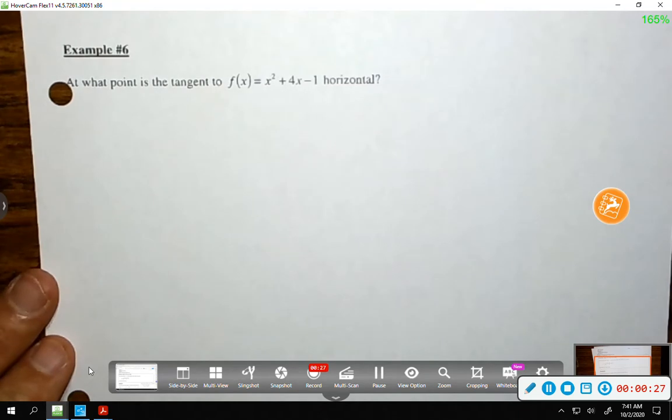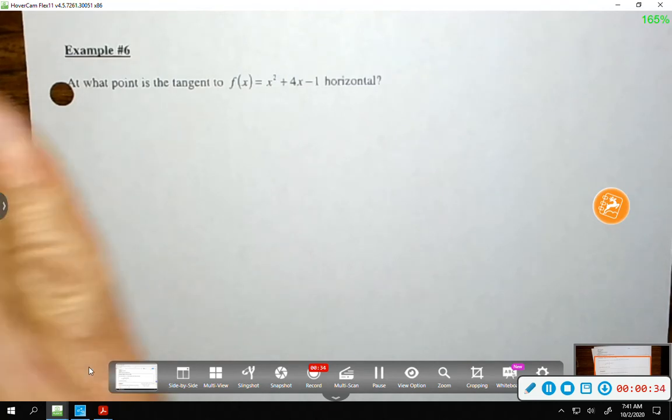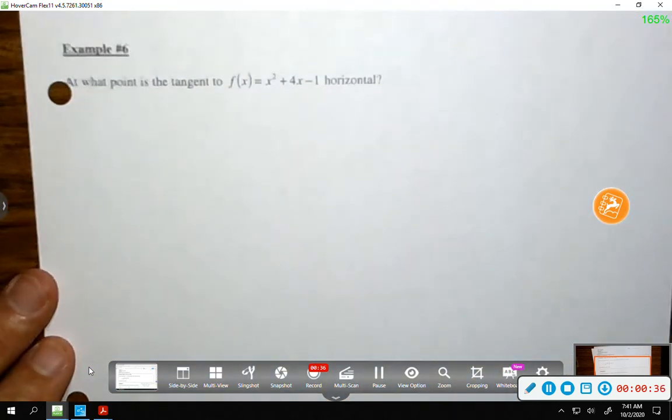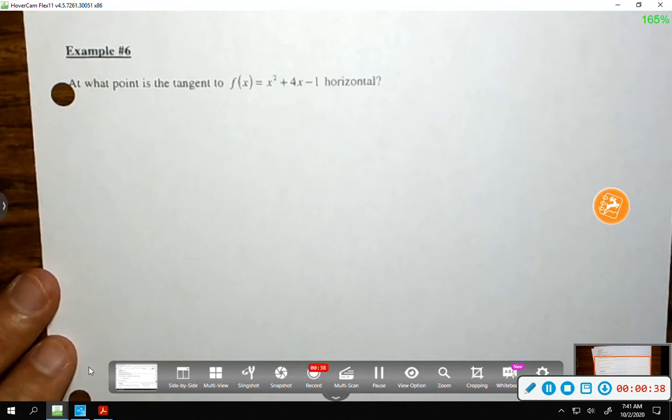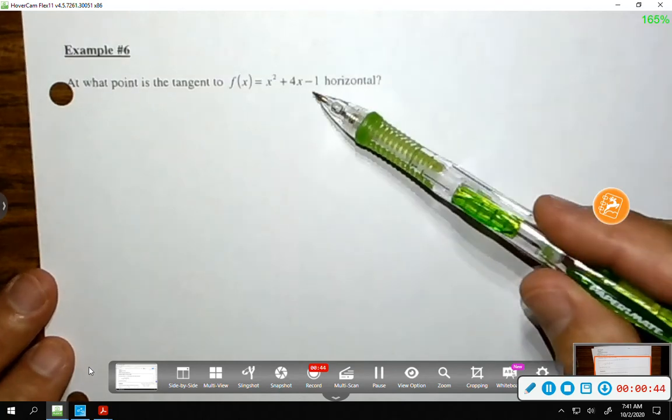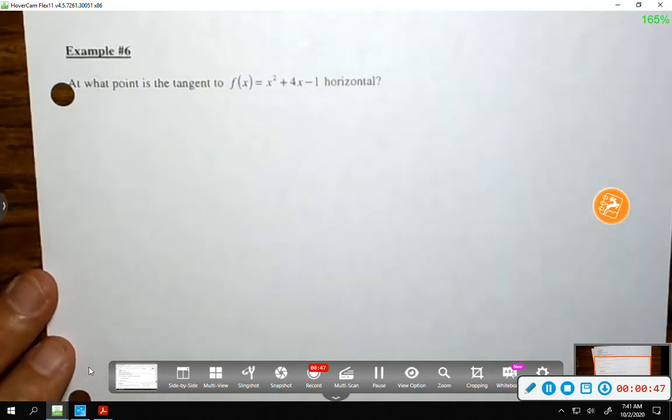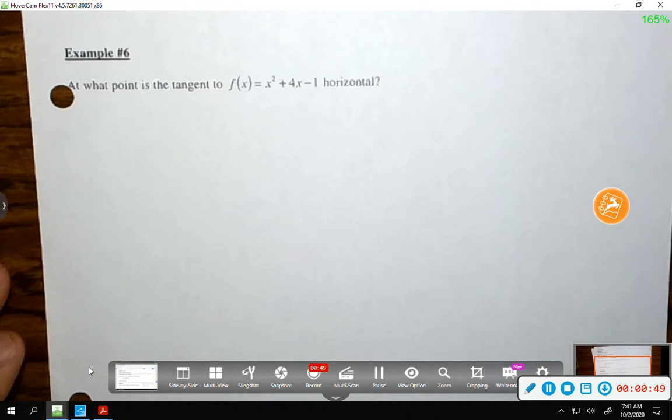At what point is the tangent to this function horizontal? If we have a horizontal tangent line, that means a horizontal line has a slope of 0. If we could find the slope of this function at any x value, let's call it a, then we could figure out what that value has to be in order to produce a slope of 0.